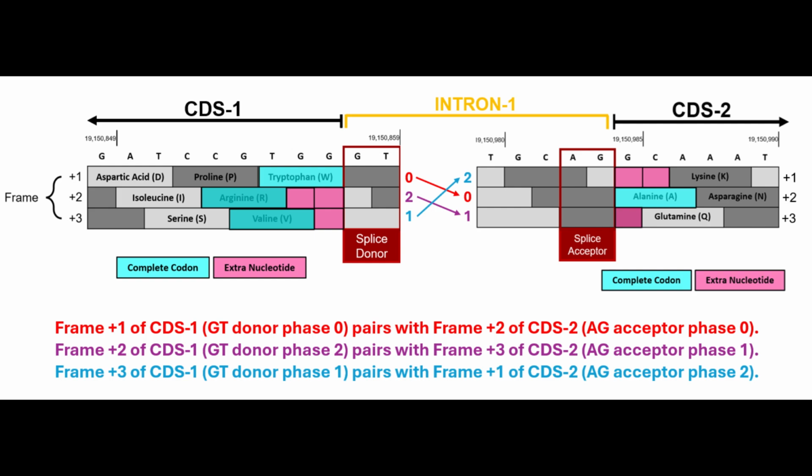The pairing of our splice site phases must always equal 0 or 3, meaning if we have a donor phase of 0, our acceptor phase should be 0. If we have a donor phase of 1, our acceptor phase should be 2, and if we have a donor phase of 2, our acceptor phase should be 1. This is because when our introns are spliced out, the joining of our exons must create either a full codon, which would be 3 nucleotides, or no codon at all, which would be 0 nucleotides.